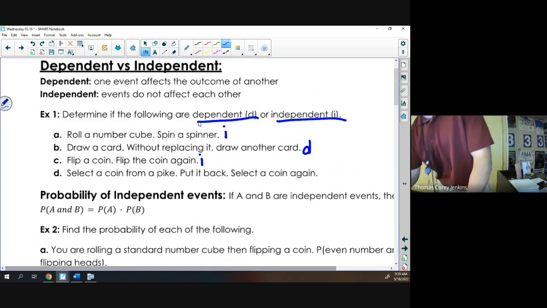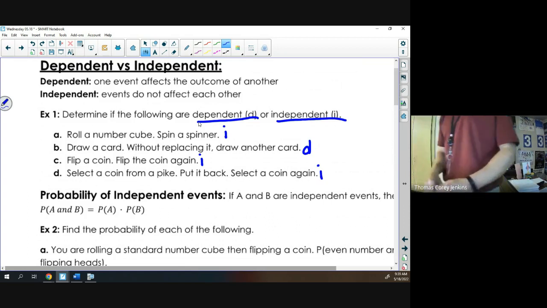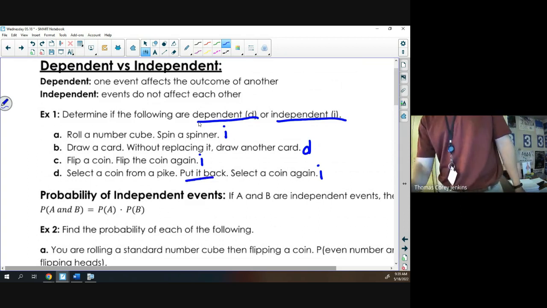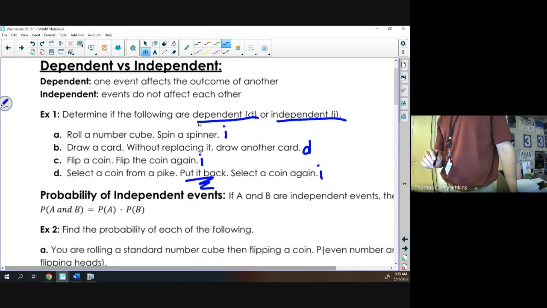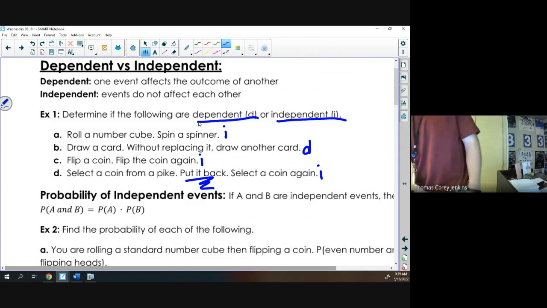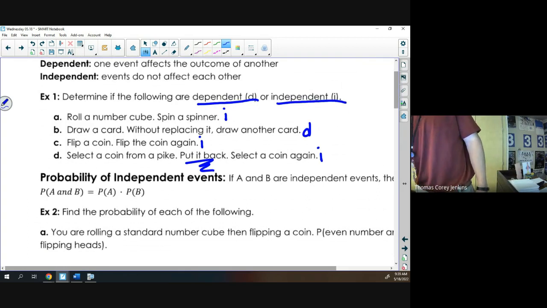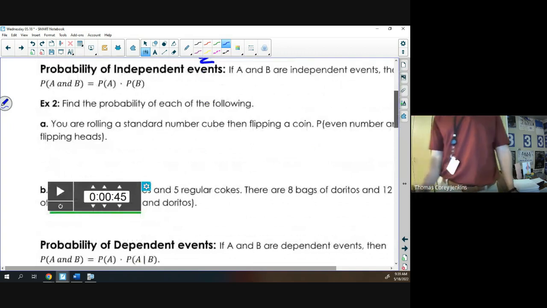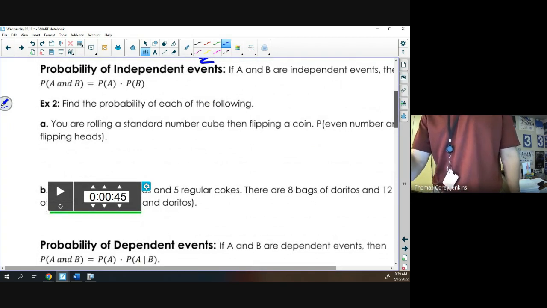Why would this be independent, but like choice B is dependent? Yeah, you put it back, right? So that's the key phrase that makes it independent. All right. So everybody kind of get that? Does that make sense?